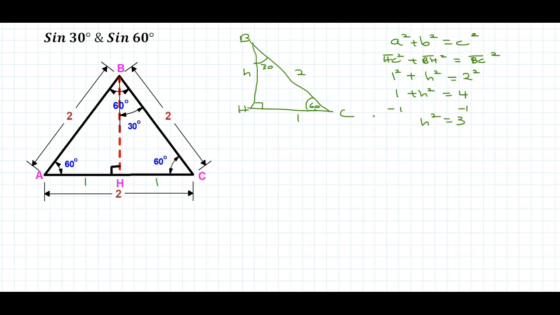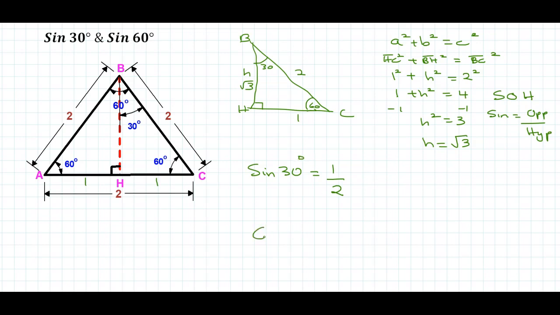And here we're not interested in decimals. I'm going to leave all my answers in radicals. So H is going to be the square root of 3. So this is the square root of 3. So sine, remember from our SOHCAHTOA, means sine is equal to the opposite side to the angle divided by the hypotenuse. So now let's look at sine 30. Sine 30, this is going to give us opposite, which is 1, hypotenuse is 2. So sine 30 degrees is 1/2.